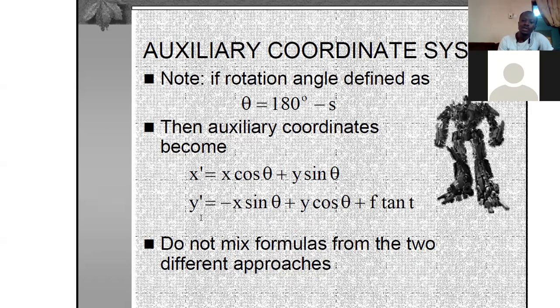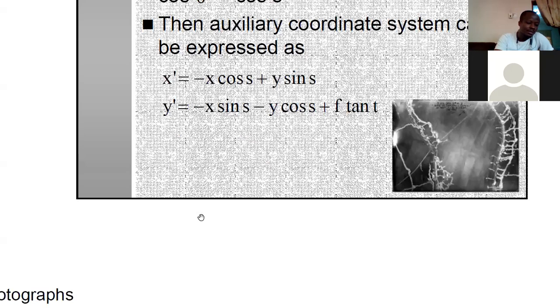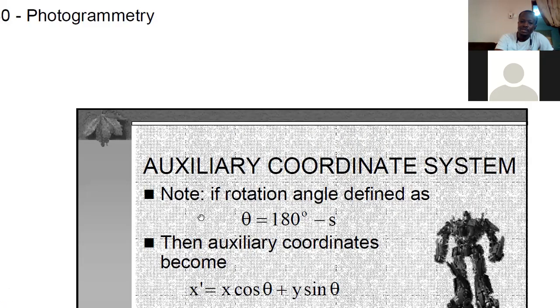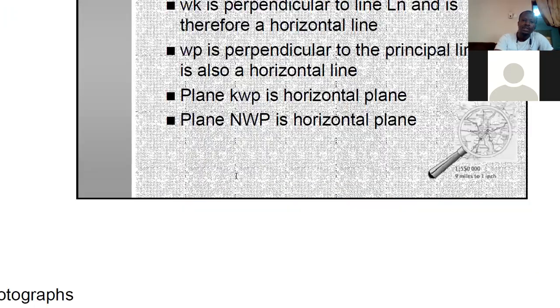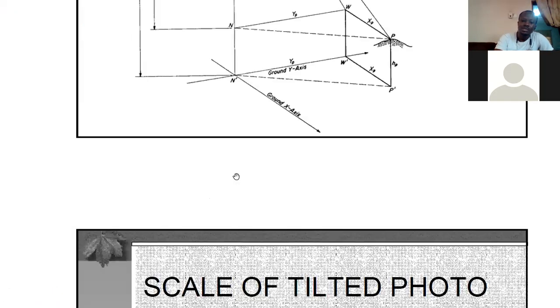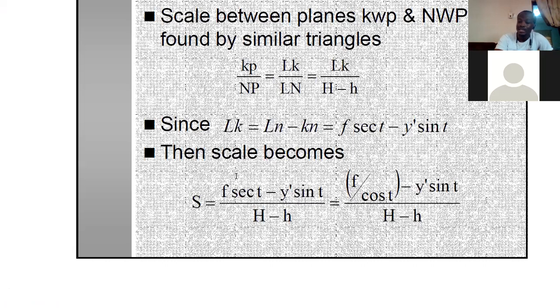So theta equals 180 minus s means you can write the whole equation using s. You can write the equation using theta. Okay, so here the equation is made up of s, and then here we are using theta. All right, and then the rest is just put in. You can actually find the scale of a tilted photograph by this formula.